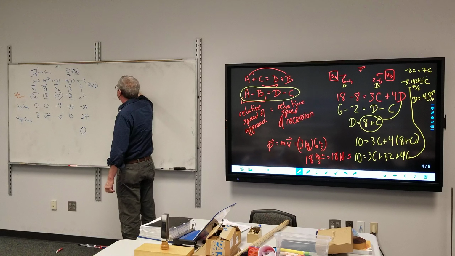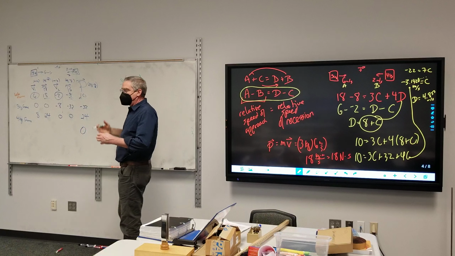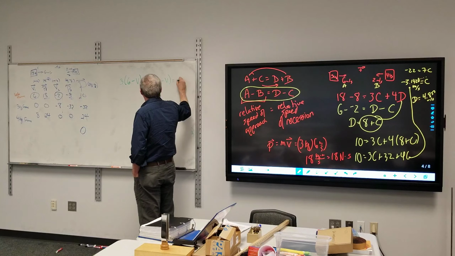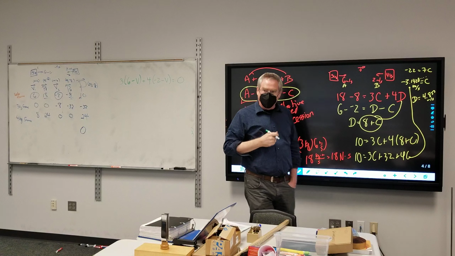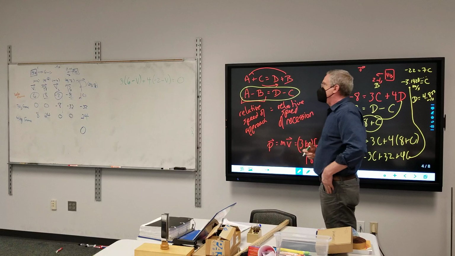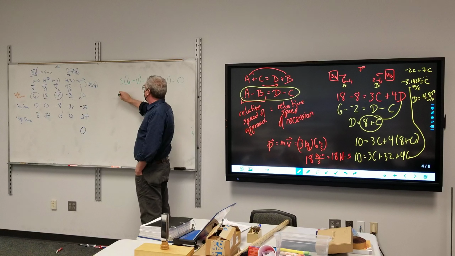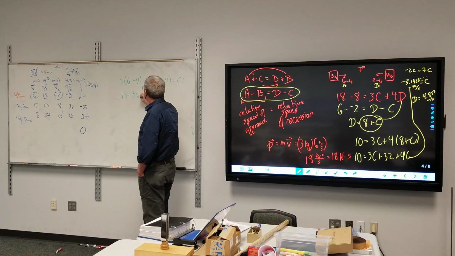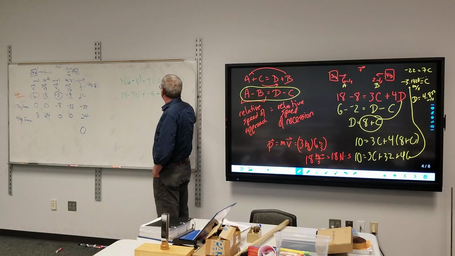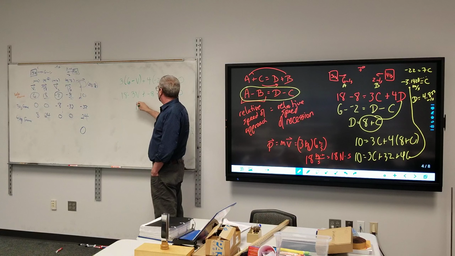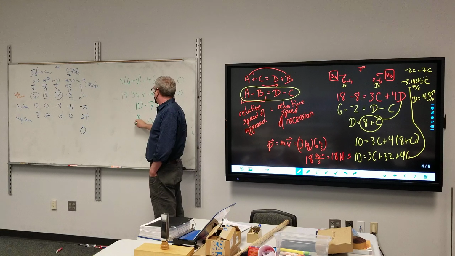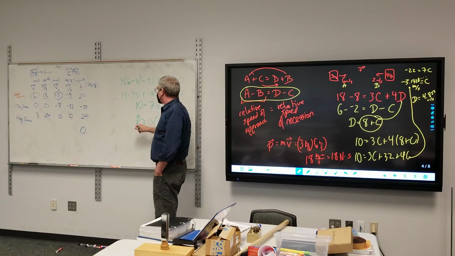So I know that 3 times (6 minus v), where v is what I'm trying to figure out, plus 4 times (-2 minus v) is equal to 0. So I'm trying to figure out how much I need to shift each velocity so that my total momentum is 0. Well, it's an algebra problem. 18 minus 3v plus -8 minus 4v is equal to 0. 10 is equal to 7v. v is equal to 10/7 meters per second.